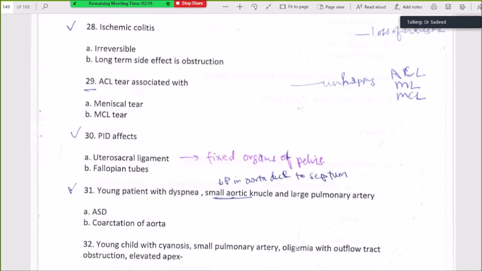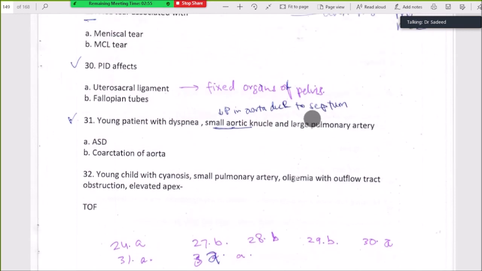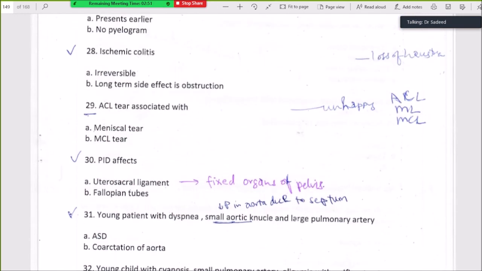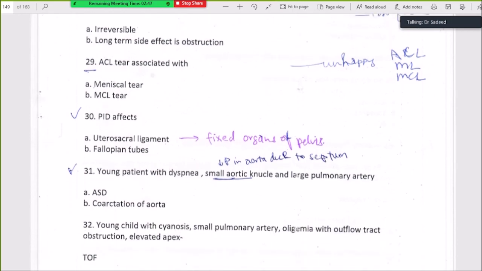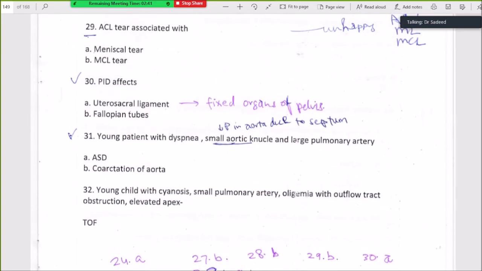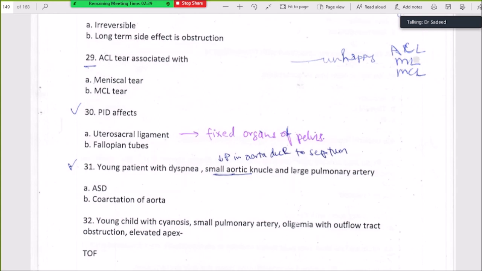28. Ischemic colitis shows loss of haustration and long-term side effect is obstruction. 29. ACL tear is associated with B, MCL tear. It is called the unhappy triad: ACL tear, medial meniscus and MCL tear. So ACL tear is associated with MCL tear.